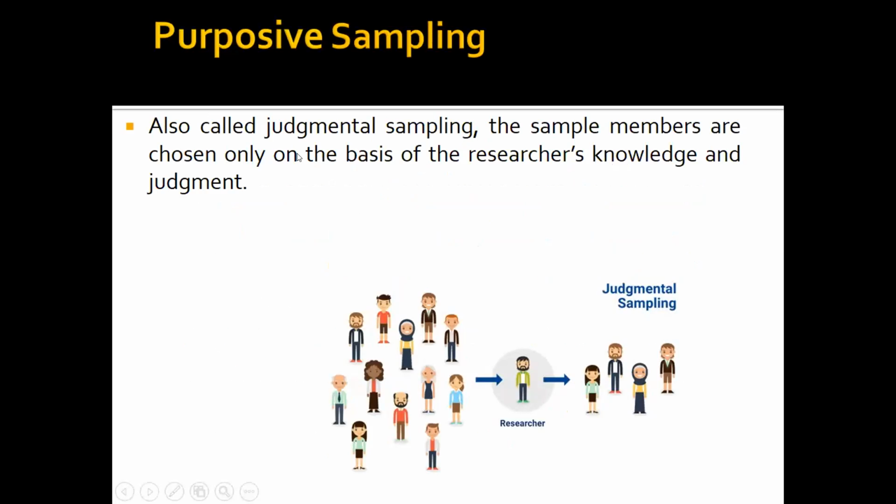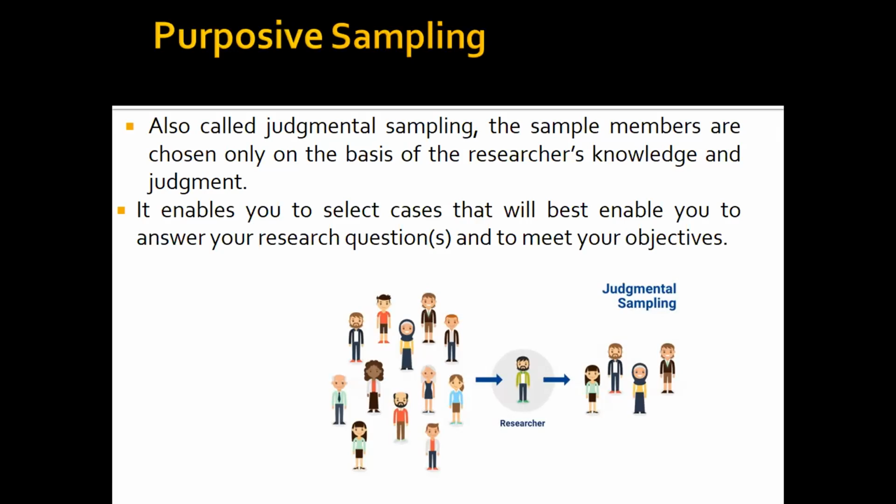Now, this is judgmental or purposive sampling, which is very commonly used in mixed method research, particularly when you are using qualitative as well as quantitative research all together. So this has some features of qualitative probability and some features of non-probability sampling, but it is categorized in non-probability techniques only. In this particular technique, sample members are chosen on the basis of the researcher's own knowledge and judgment. It enables you to select cases which will best enable you to answer your research question.